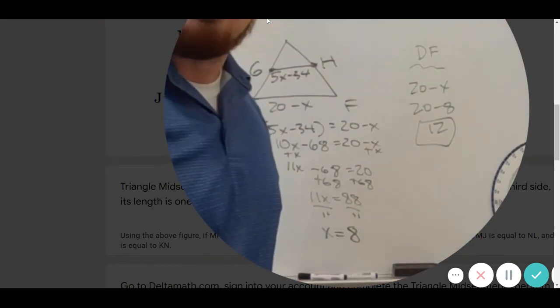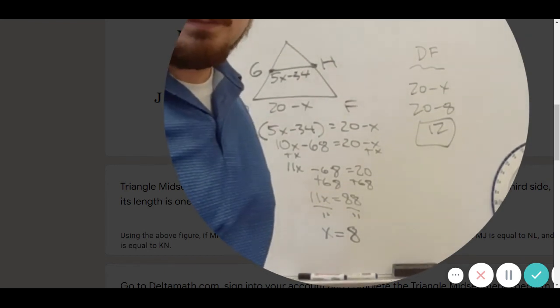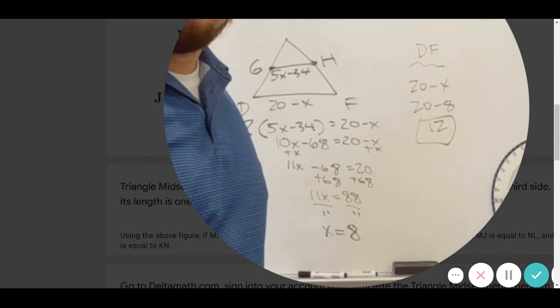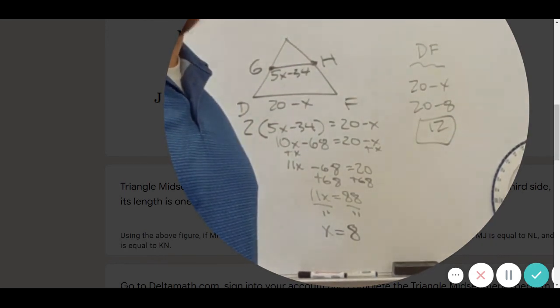So let's go back to the Delta Math problem. Plug in 12. And it's happy. So that's how we set up these problems and solve them.